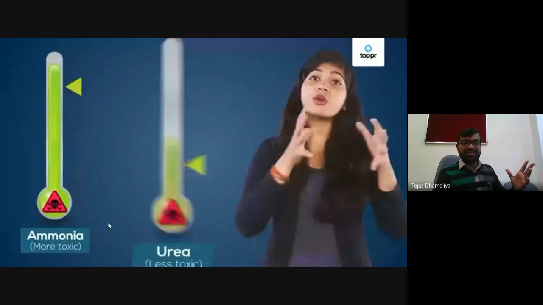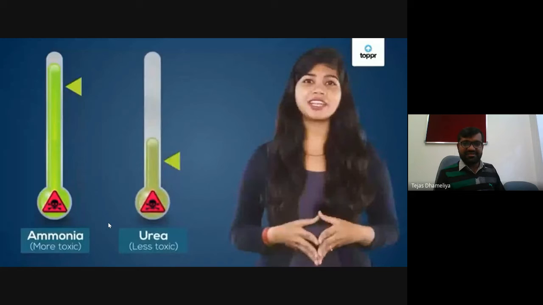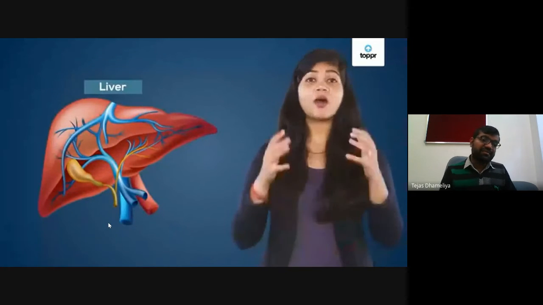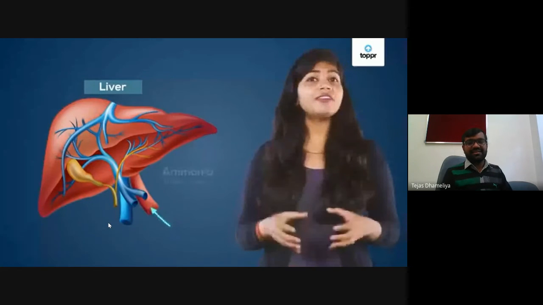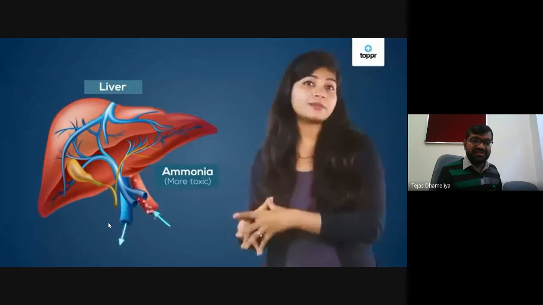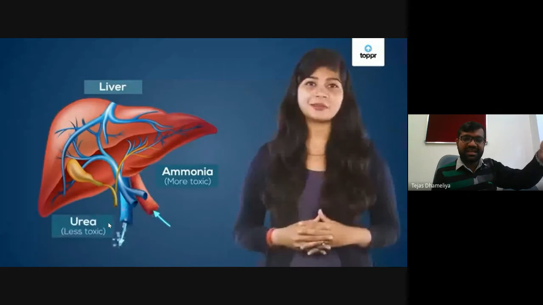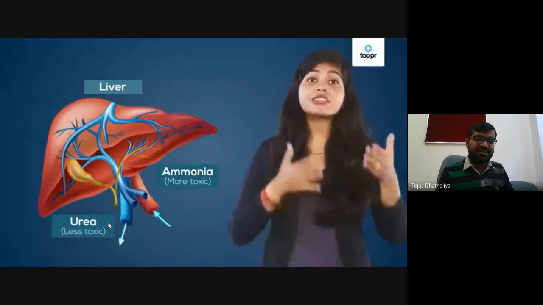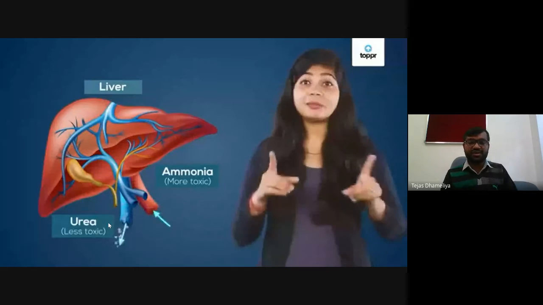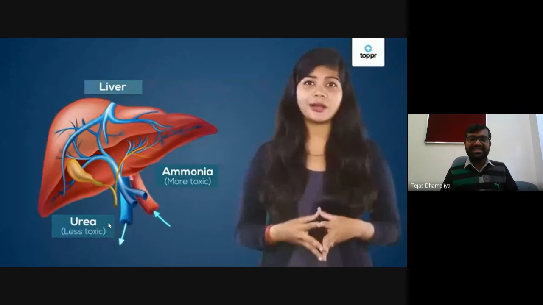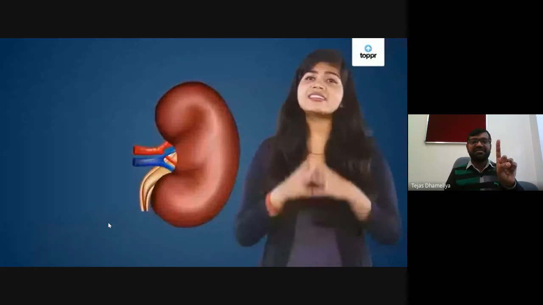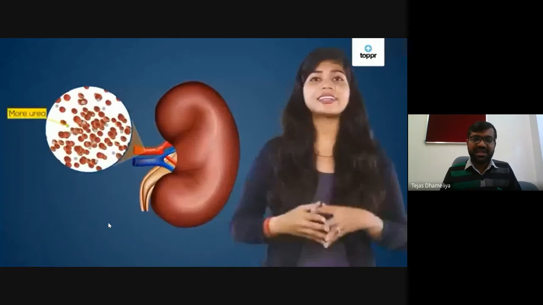But ammonia is more toxic, and urea is less toxic. Okay. So the liver is a metabolic factory which performs this task, conversion of more toxic ammonia into less toxic urea. Ammonia is NH3. Urea is NH2CO NH2: two molecules of ammonia clubbed with one carbon dioxide.